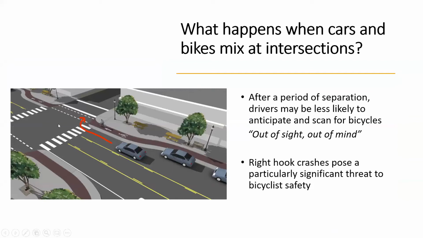So the problem with the current bike lanes is the right hook crashes. As we can see in this figure, a car is trying to make a right turn, and a bike is also trying to cross in the same path as the vehicle. So there is high risk for right hook crashes. This presents a significant threat to bicyclist safety. This is a current problem with the separated bicycle lanes which we have.